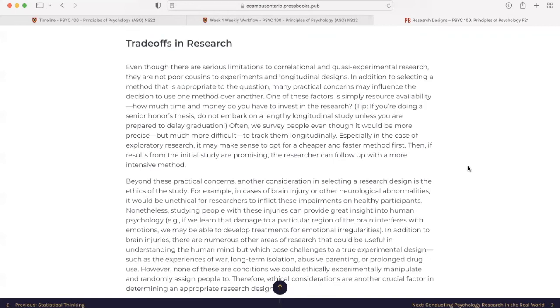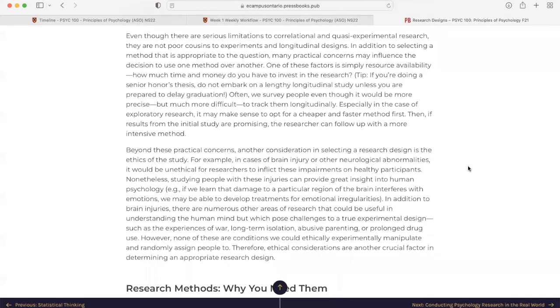Often we survey people even though it would be more precise but much more difficult to track them longitudinally. Especially in the case of exploratory research, it may make sense to opt for a cheaper, faster method first. Then, if results from the initial study are promising, the researcher can follow up with a more intensive method.